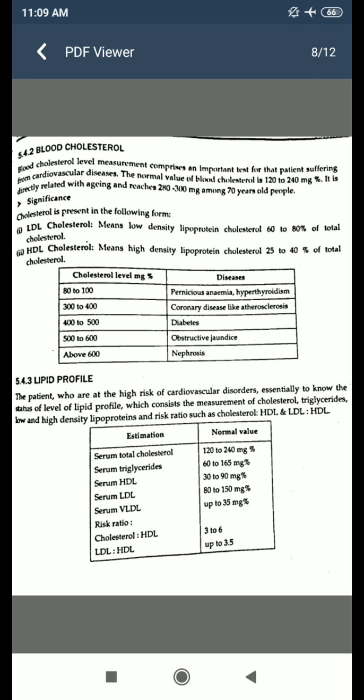Then blood cholesterol. Blood cholesterol level measurement is an important test for patients suffering from cardiovascular disease. The normal value of blood cholesterol is 120 to 240 mg percent. It is directly related with aging and reaches 280 to 300 mg among 70 year old people.